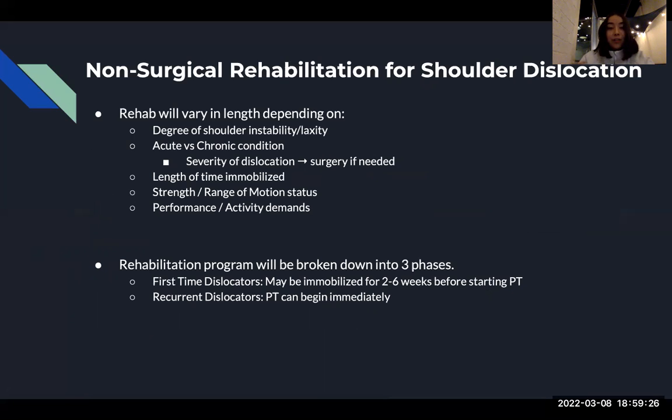The length of the time that your shoulder needs to be immobilized, the strength and range of motion status, and your performance and activity demands. Do you need to use your upper body at work? Are you in a sport? The rehabilitation program will be broken down into 3 phases.